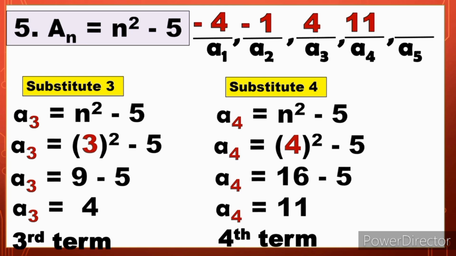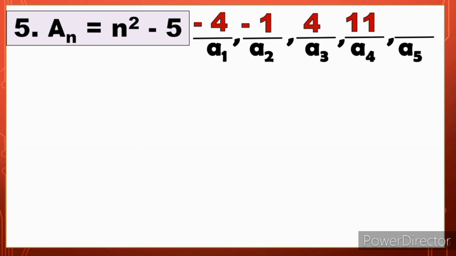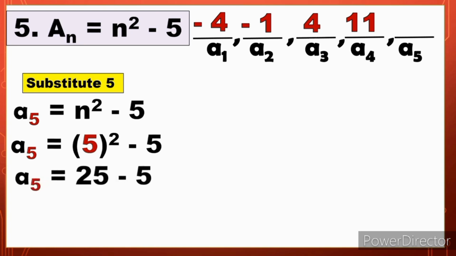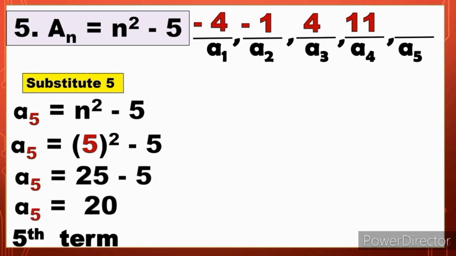Okay, next, to find the fifth term or a sub 5, we substitute 5. So, a sub 5 equals n squared minus 5. So, papalitan natin yung n ng 5. So, it becomes a sub 5 equals 5 squared minus 5. Simplify natin. So, 5 squared means 5 times 5. So, 5 times 5 is 25 minus 5. And then, 25 minus 5 is 20. And a sub 5 is 20 or the fifth term is 20.